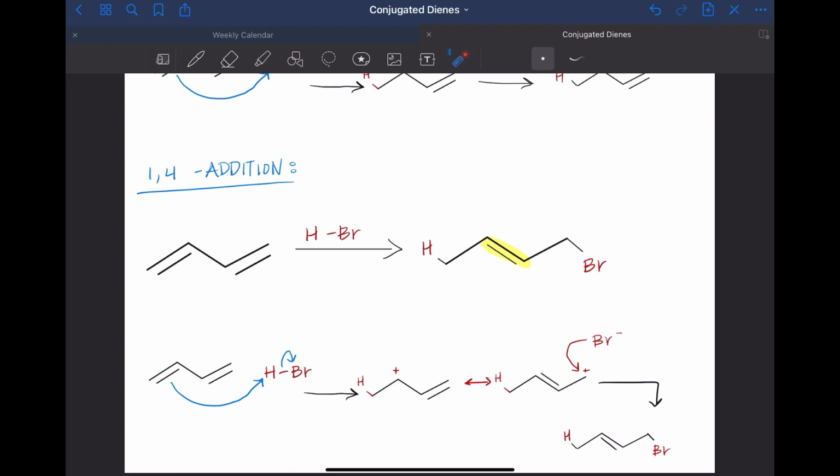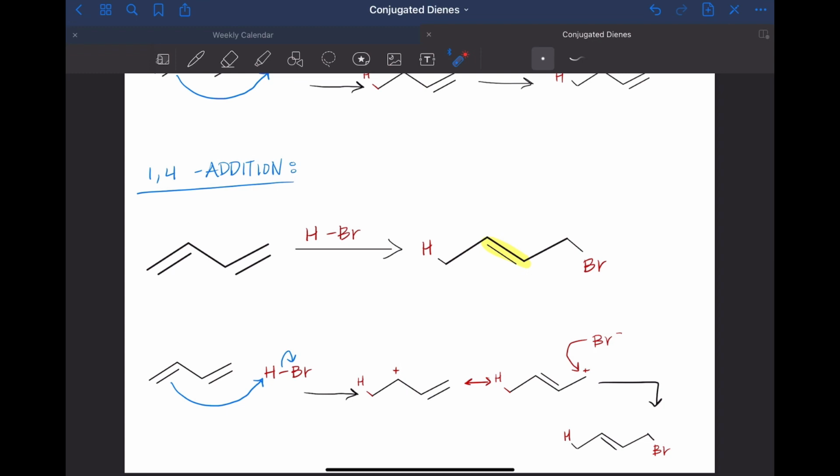Our thermodynamic product happens at higher temperatures, and that gives our molecule more time to decide where it wants to add and what kind of stability it wants to have, whereas our kinetic product is happening at low temperatures, so it will form whatever is fastest for it.